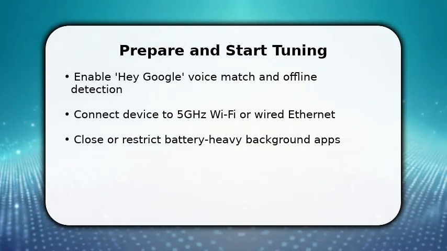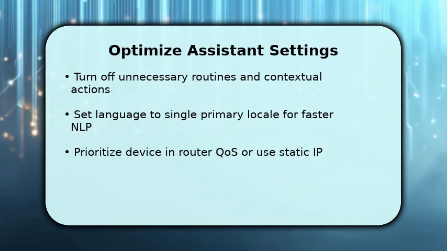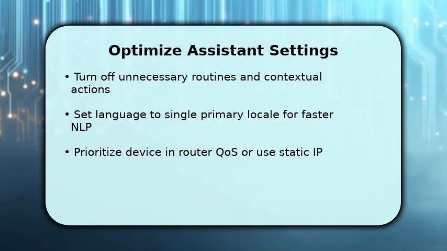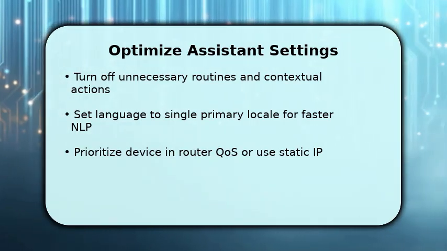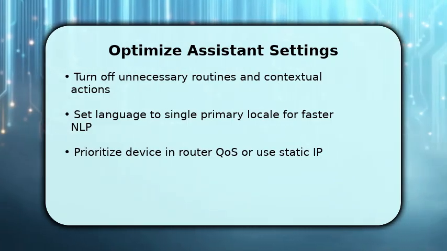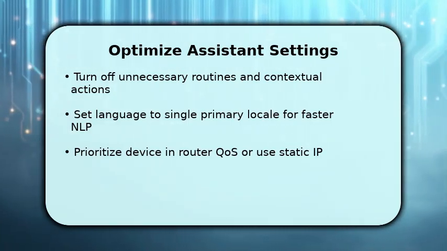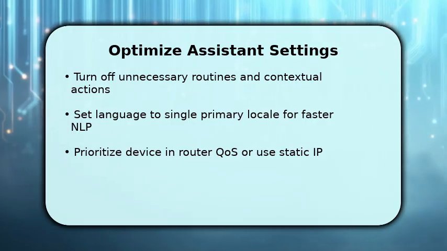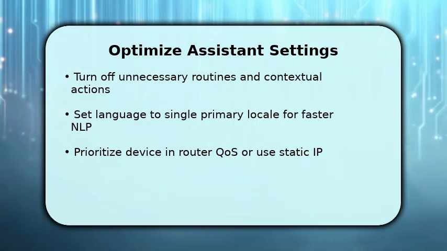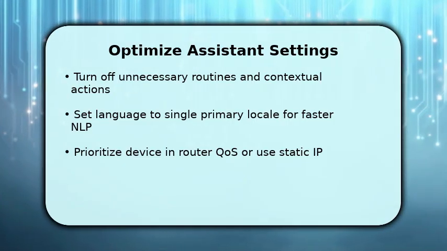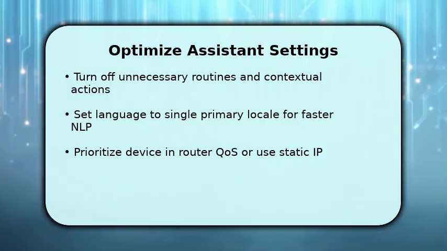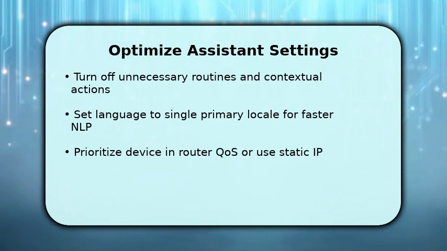Now optimize assistant behavior itself. Disable unused routines and contextual features that add processing steps. Fewer conditional checks equal faster replies. Make sure the assistant language is a single primary locale rather than multiple languages, because a single model selection reduces parsing time. Then give the device network priority in your router's CoS or assign a static IP to avoid DHCP delays. These changes streamline both local processing and network access, so responses arrive quicker.